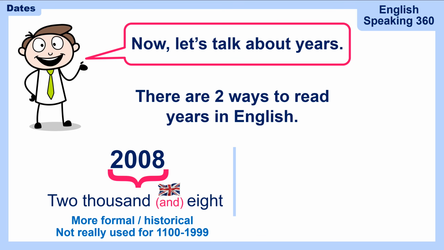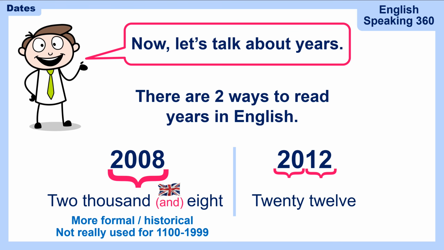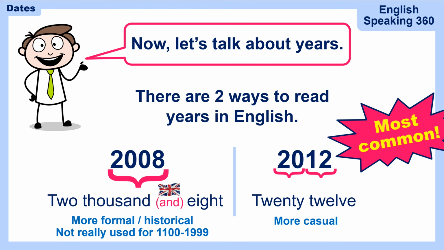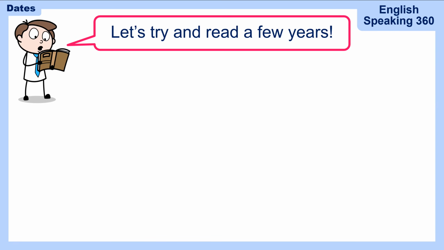Here's the second way. For the second way, you have to divide the year into two different numbers, two separate numbers. So you would say 2012. It's more casual, of course, but it's also the most common way to read years in English. So if you remember only one, remember the one on the right where you split the year into two different numbers. Let's try and read a few years.